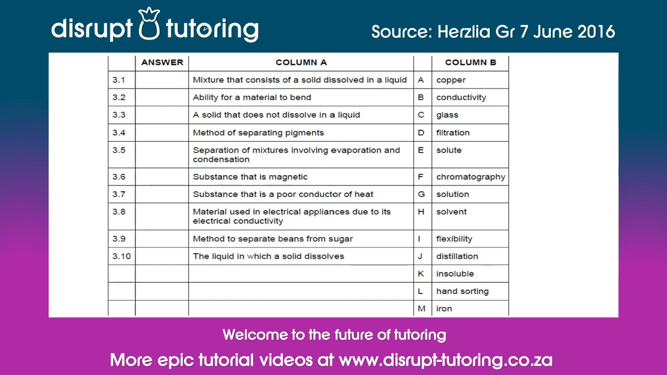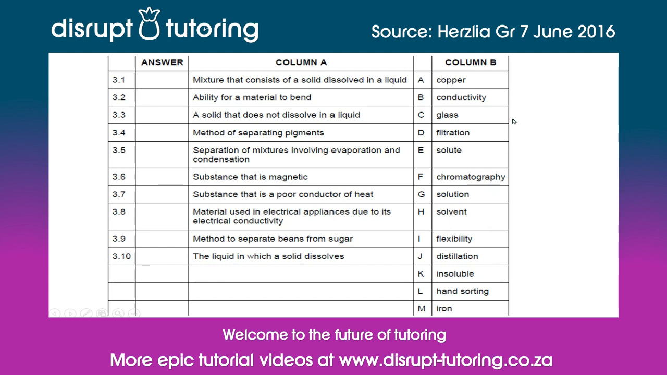Today we're going to be answering a grade 7 natural sciences question taken from the Herzia Middle School June 2016 exam paper. So let's have a look. We're going to be answering question 3 in that exam paper, and it's sort of like playing a mix and match game. What we need to do here is match the phrases in column A with the words or phrases given in column B.